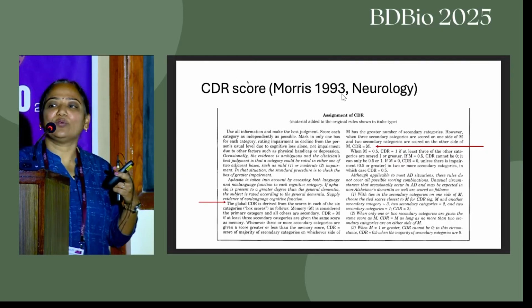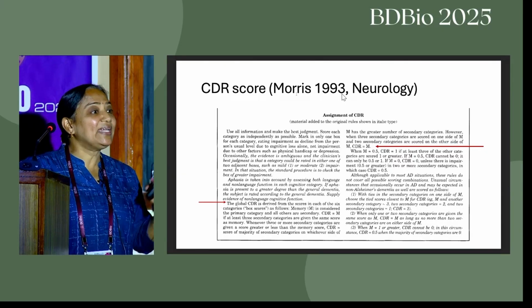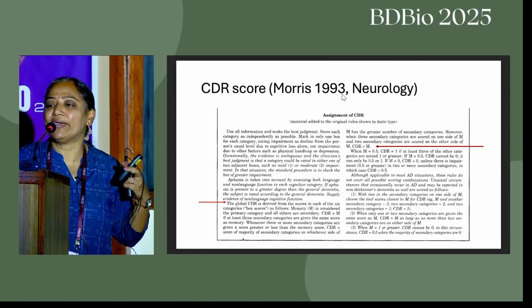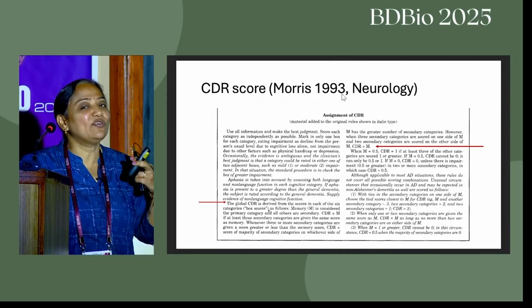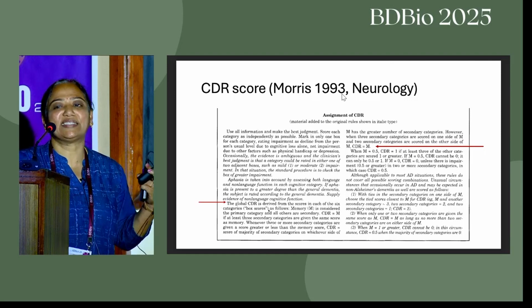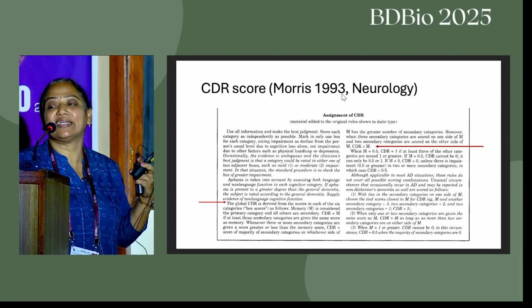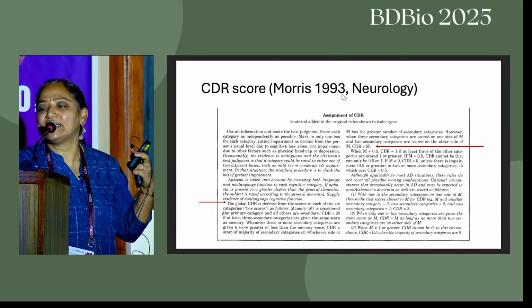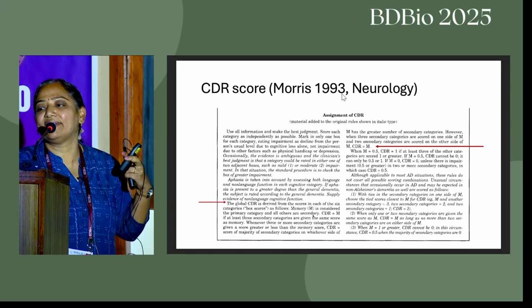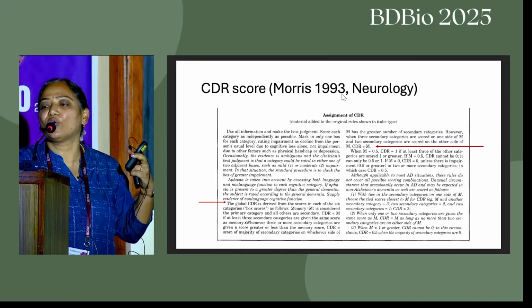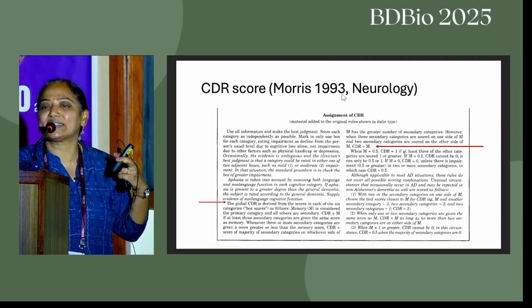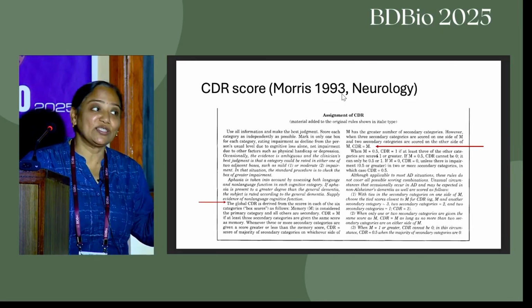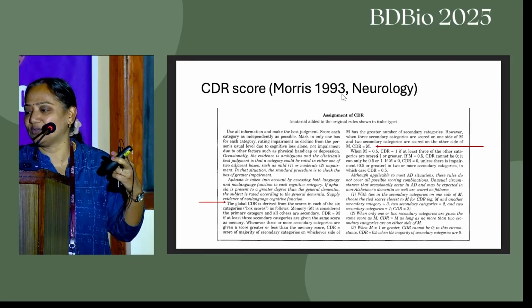In '93, Morris came up with a way of combining the CDR subdomain scores. So this is from his original paper. I want to show you that the way of assigning the final score is so twisted. There is no analytical way of writing it. There are lots of if, else if. As you can see here, memory is considered the primary category, all others are secondary. So the final score is equal to the memory score if something, else something else. It's a very, very twisted way of arriving at the original score. I'm sure lots of thinking went into it, and that is the best way of doing it.